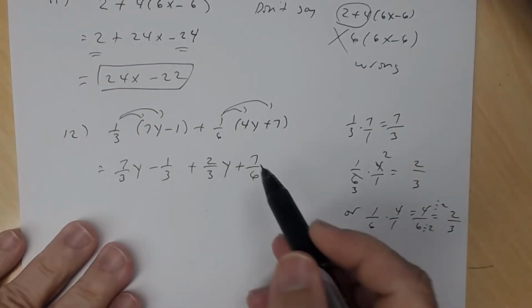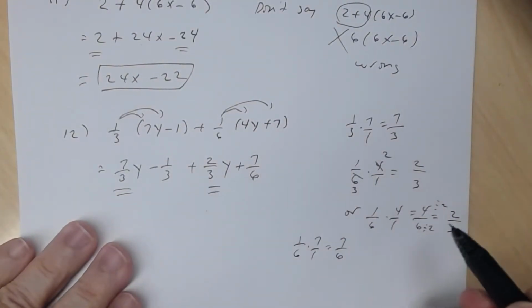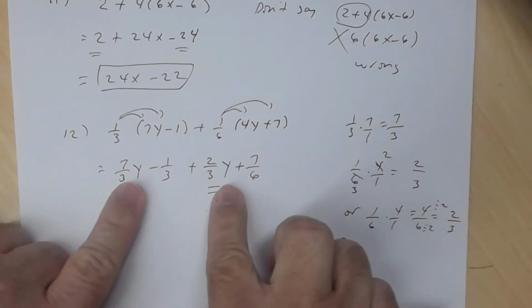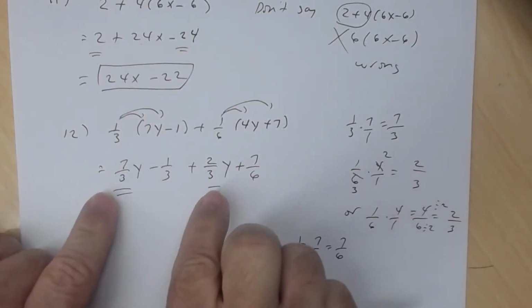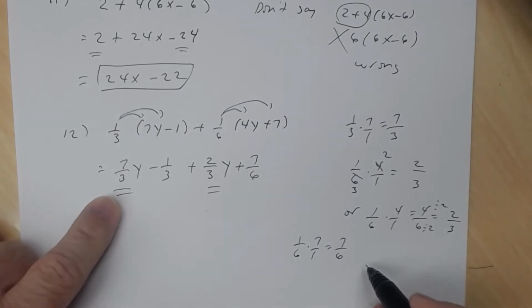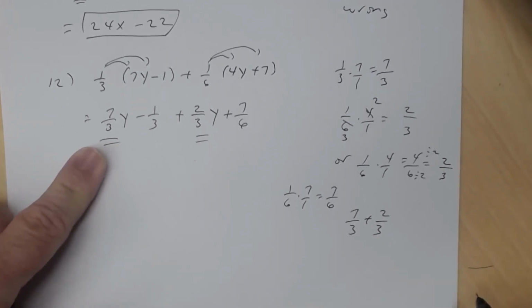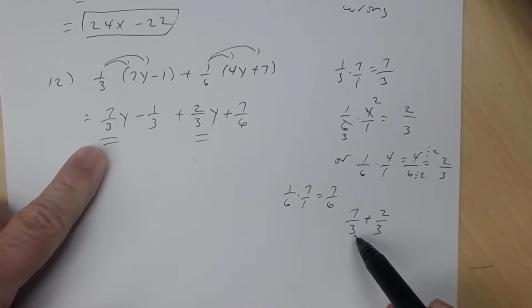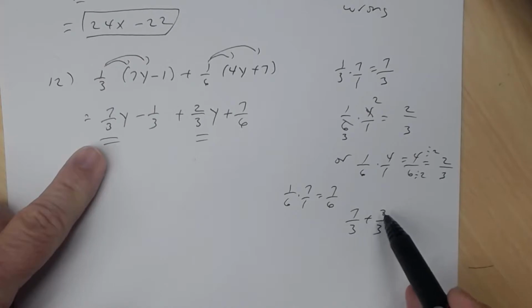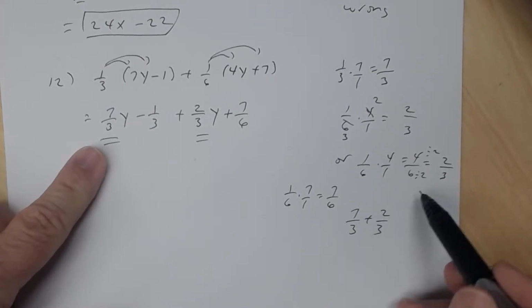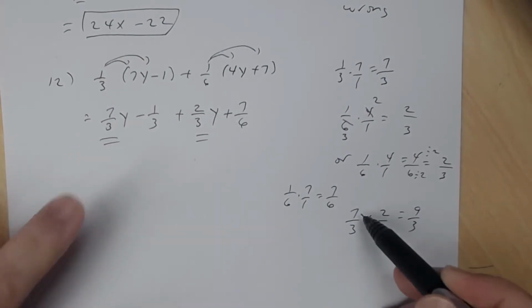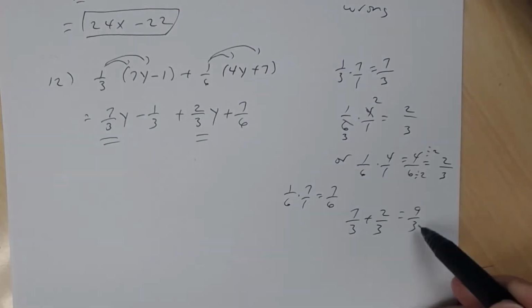So I have these 4 terms. These two are alike. They're both like terms. They both contain the variable y raised to the first power. Now let's look at the coefficients. So remember looking at coefficients. 7/3 plus 2/3. Now that's easy to do because the denominators are the same. So whenever the denominator is the same, I can just add the numerators. So 7 plus 2 is 9, so I get 9/3. So 7/3 plus 2/3 is 9/3.